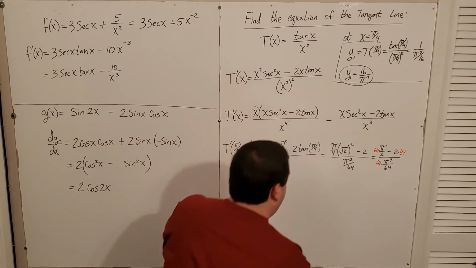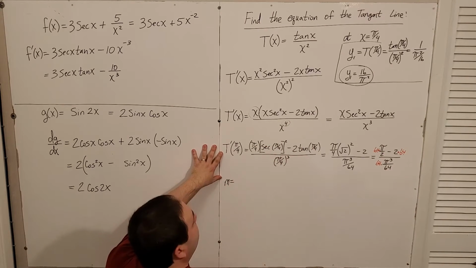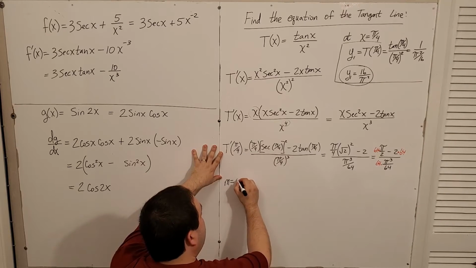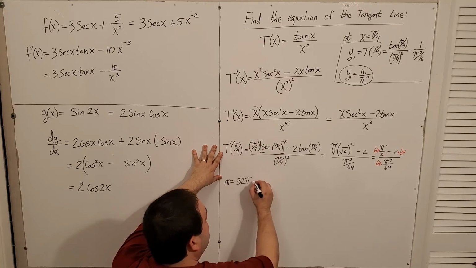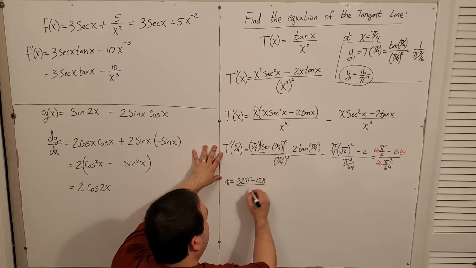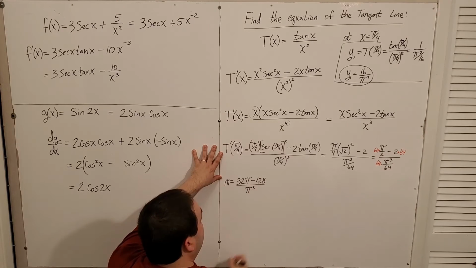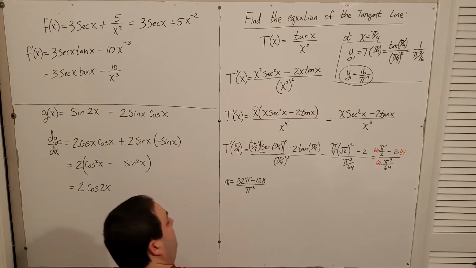So my slope, I'll just go ahead and call it m, because that's what we have. That's going to be 32 pi minus 128 all over pi cubed. There's my slope.